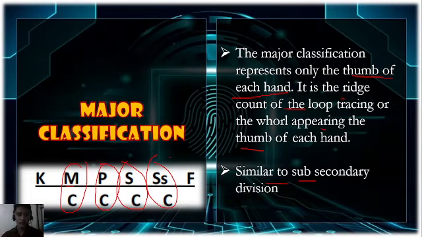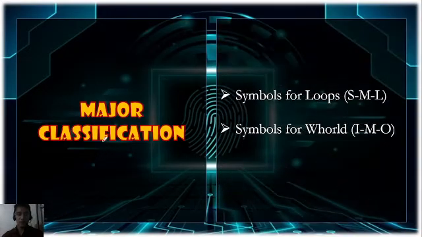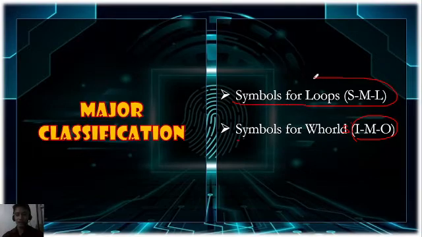Okay, so let's try to have here now more understanding about major classification. Ito yung nabanggit ko kanina. Symbols for the whirl, whirl patterns or whirls, still IMO pa rin. Same counting, same table na pinag-aralan natin previously. Parehas lang po IMO. Ang maiiba lang po talaga ay yung sa loop or ridge counting for loops. Hindi na po IO sa sub-secondary classification, kung maalala niyo, is IO yung ginagamit. Pero dito sa major classification, we are going to use SML.